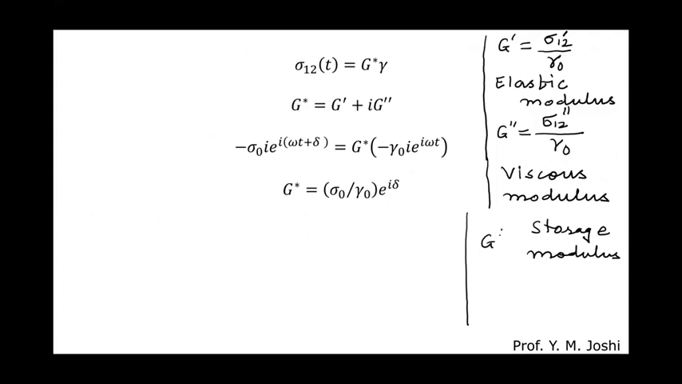Okay, so G prime is also known as storage modulus. Why is it known as storage modulus? Because it represents elasticity associated with the material. Elasticity means energy gets stored in the material.